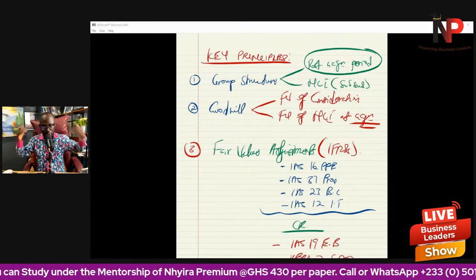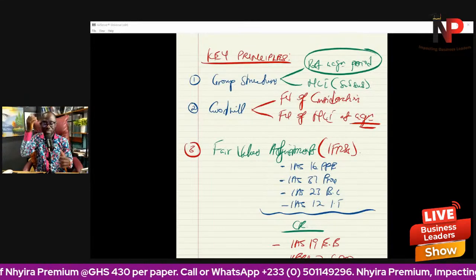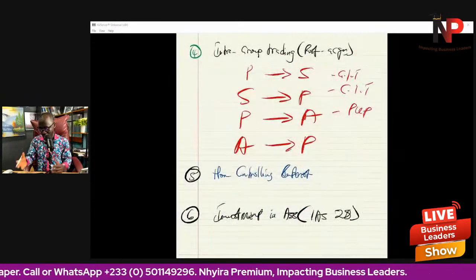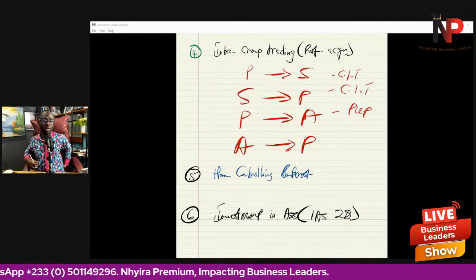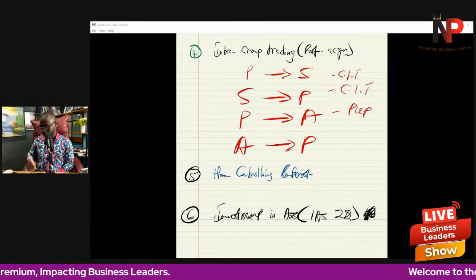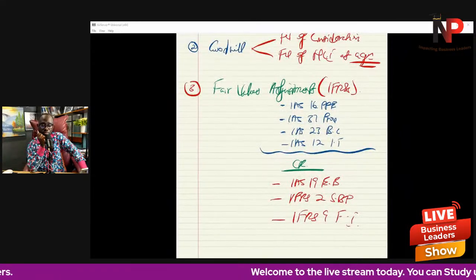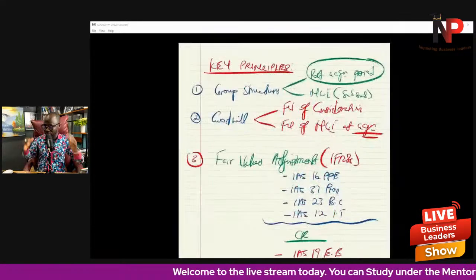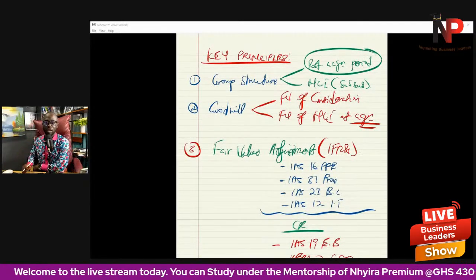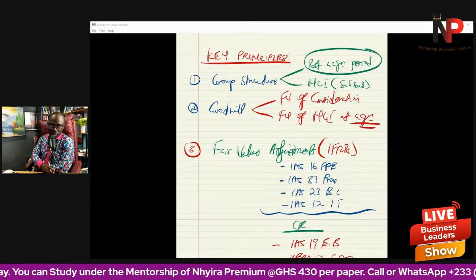These rules will apply irrespective of the question you are solving. For that reason, you must understand the principles guiding each of these 5 items or 6 items that I've mentioned here. Apart from the 6th one, investment in associate, which is rare, the first 5 are going to be applicable. So you must understand these principles when you are learning consolidated financial statements. So that is it about consolidated financial statements.